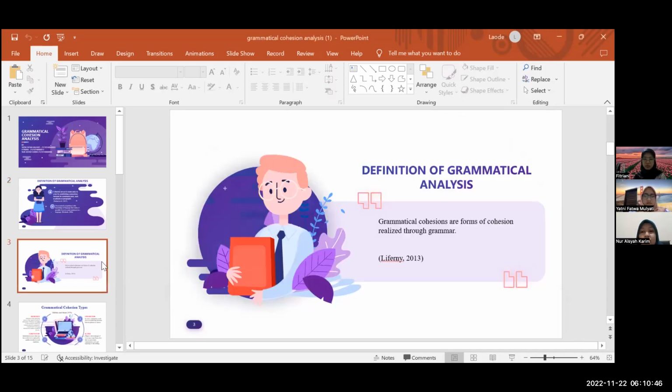So, definition of grammatical analysis, according to Liverny 2013, grammatical cohesion is a form of cohesion realized through grammar. This device is related to the way words, clauses, and sentences are linked together in a text. It is a form of formal connections that relate linguistic elements, which refer to conformity of grammatical rules between items that exist later with other items that have already existed.